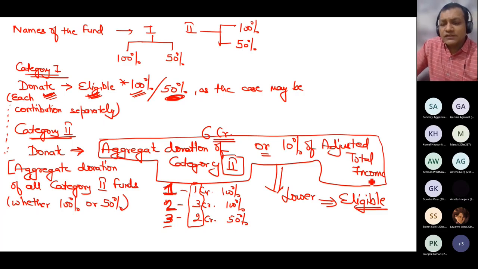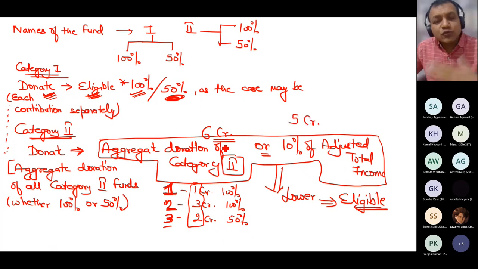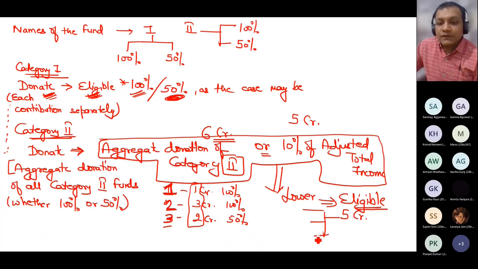I will tell you what is adjusted total income. Suppose this comes out to be 5 crore. So which is eligible? Not 6. I donated total 6 crore. It is ineligible. How much is eligible? 5 crore. And now this 5 crore will be distributed between 100% and 50%. So now I will give separate deduction. The total 5 crore is eligible.